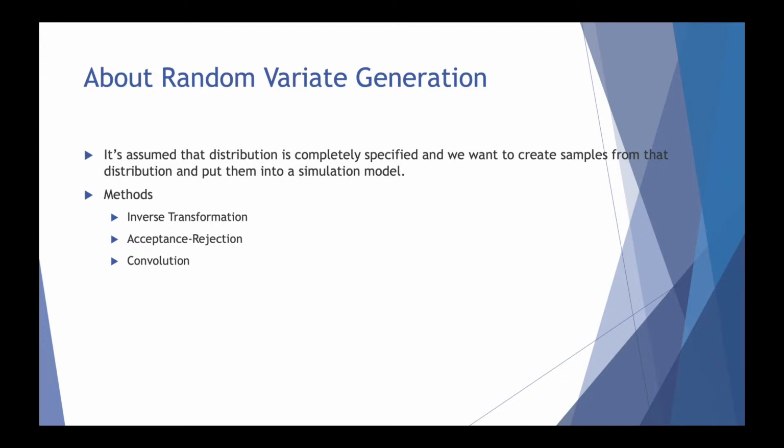The acceptance rejection method would be used if the inverse transformation method is too hard to solve for the function. This method generates a random point on the graph. If the point lies under the graph, then it is accepted, otherwise the point is rejected. The convolution method is expressed as the sum of random variables and it results in a random variable itself.